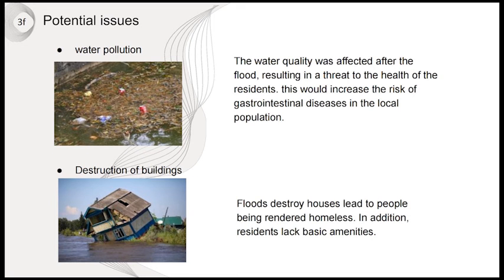About the potential issues, the first one is water pollution. The impact of the flood can wash contaminants such as plastic bottles, mosquitoes, and cactuses into agricultural land. This can cause health problems for residents. In addition, floods can destroy residents' homes, leaving large numbers of people homeless.